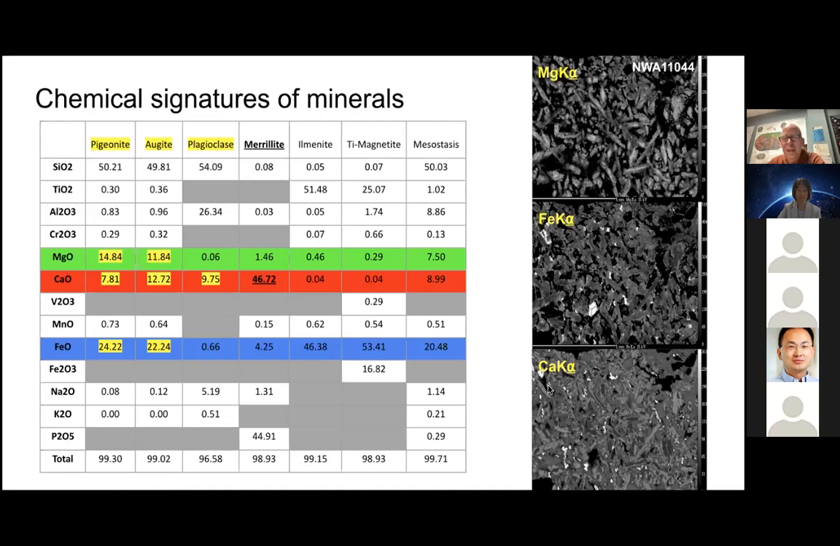We can look at the calcium map to help us distinguish which variety of pyroxene we're looking at, whether it be pigeonite or augite, based on the grayscale. We can see that the pigeonite forms the insides of some of these grains with these darker areas of gray pixels. And then the augite forms that much brighter rim around these crystals.